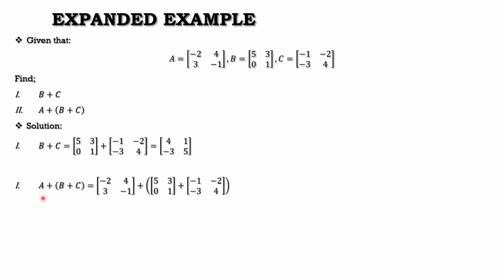So we can also find A plus bracket B plus C. It means that we should work on the bracket first before we work on the A. So here, that is matrix A plus then the bracket, we have matrices B and C. So remember, we already have the answer for matrices B and C. We substitute the answer here, then we also operate on them, which we are going to have at the end 2, 5, 7, and 4. So these are the examples on matrix addition and subtraction.